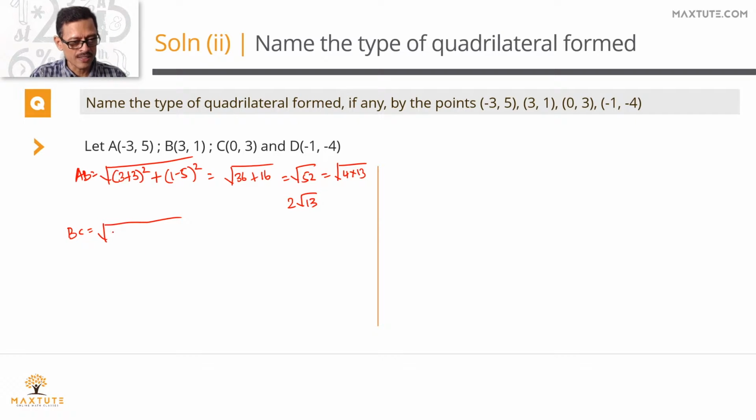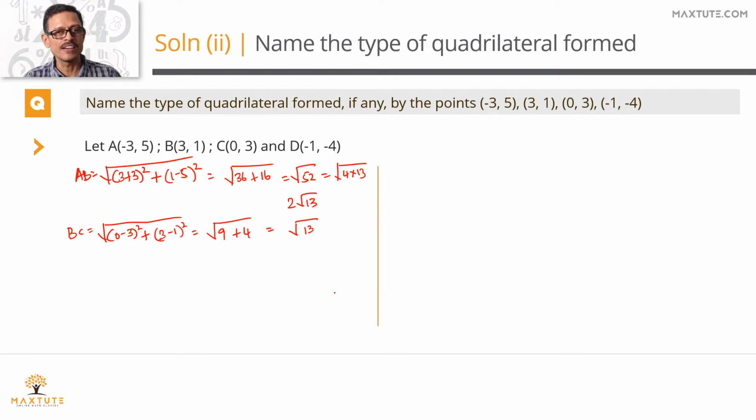x2 minus x1 is equal to 0 minus 3, the whole square, plus y2 minus y1 is 3 minus 1, the whole square. 0 minus 3 is minus 3. Square of minus 3 is equal to 9. 3 minus 1 is 2. Square of 2 is equal to 4. So you get the measure of BC to be equal to root 13.